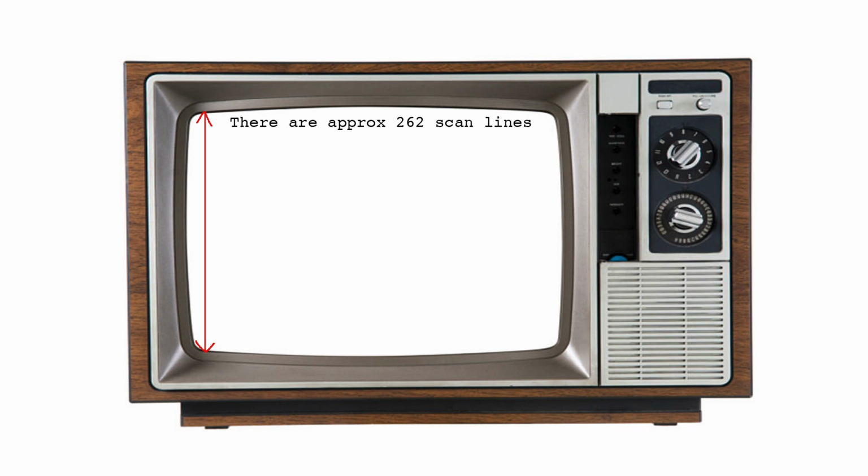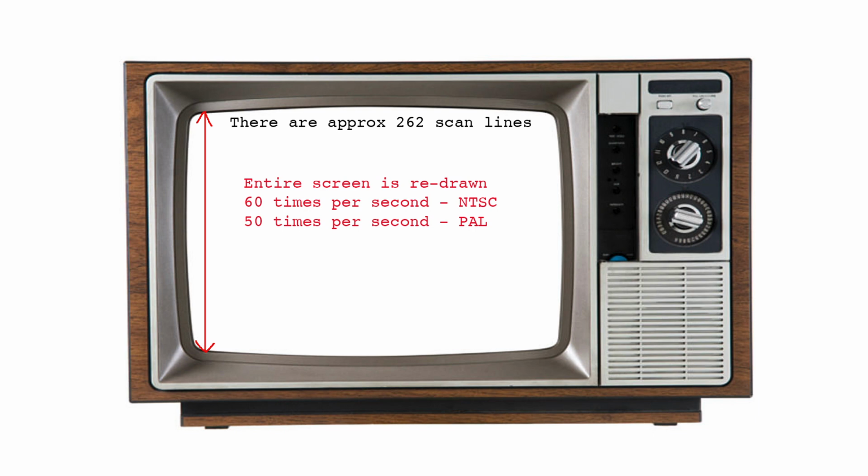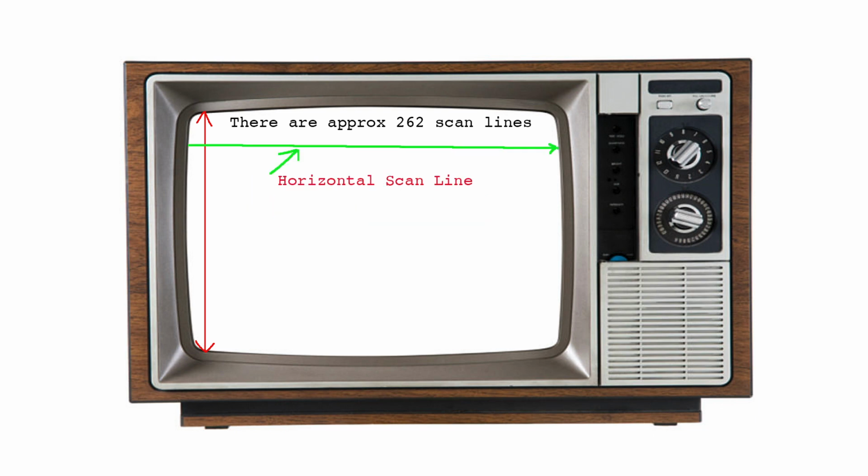So there's 262 scan lines that fill a typical TV screen from top to bottom. And it's important to note this entire cycle happens 60 times every second. Now, a single trace of the beam across the screen is called a horizontal scan line. A horizontal scan line is the fundamental unit of measurement of vertical distance.